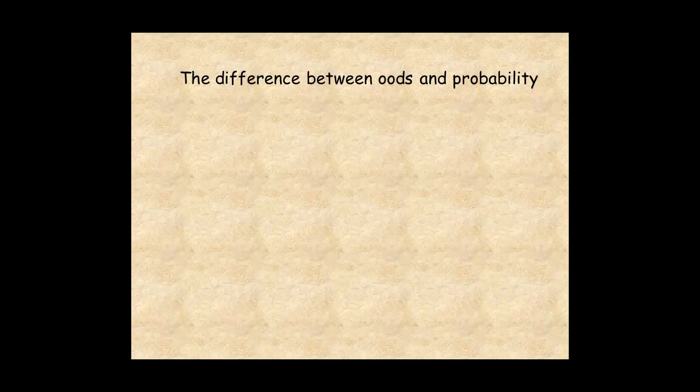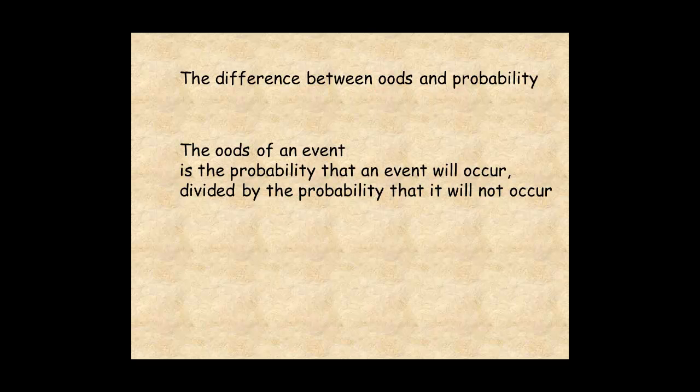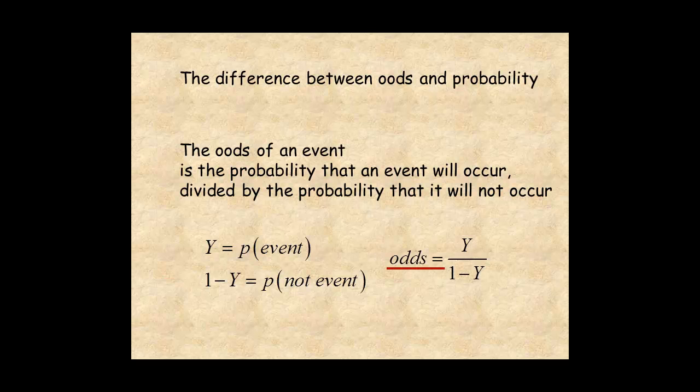If you've ever been to a horse race, you've heard people talk about the odds that a horse will win. The odds of an event is the probability that the event will occur divided by the probability that it will not occur. So if y is the probability that an event will occur, then 1 minus y is the probability that it won't. And the odds of an event happening is given by y divided by 1 minus y.